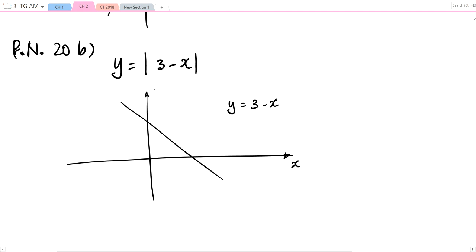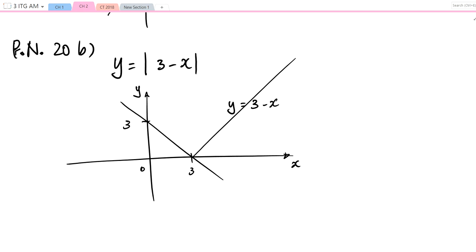This is x and this being y. This must be 3 and our x-intercept will be 3. So step number 2, whatever is below the x-axis must be reflected upwards. So doing that will result in this. Okay.